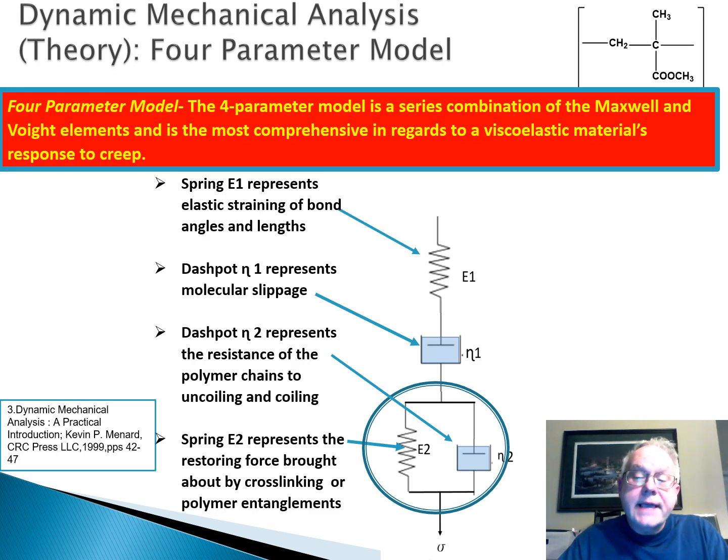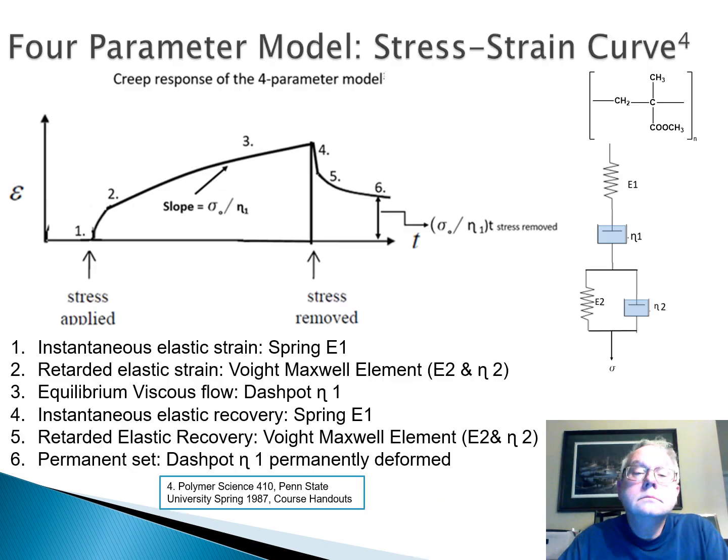The spring and the dash pots can be combined in what's known as the 4-parameter model, which is the most comprehensive in regards to a viscoelastic material's response to creep. It covers all the molecular motions a polymer system might exhibit. What's depicted here is the stress strain curve predicted by the 4-parameter model. As the stress is applied over time, it engages the different elements of the 4-parameter model. It should be noted that once the stress is removed, you have a recoverable and a non-recoverable portion.